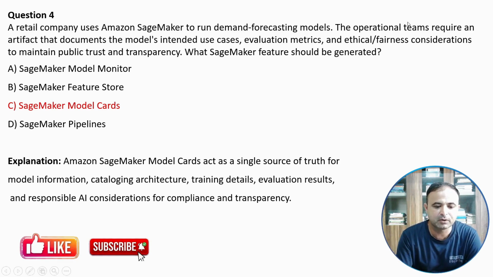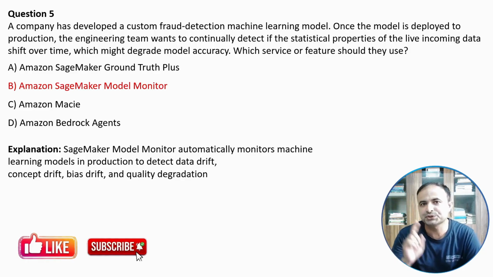Amazon SageMaker Model Card acts as a single source of truth for model information, cataloging architecture, training details, evaluation results, and responsible AI considerations. All these questions are related to AWS AI and AWS security.